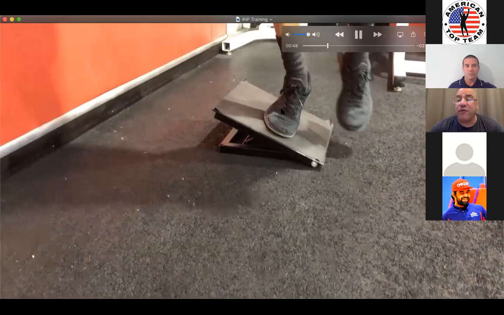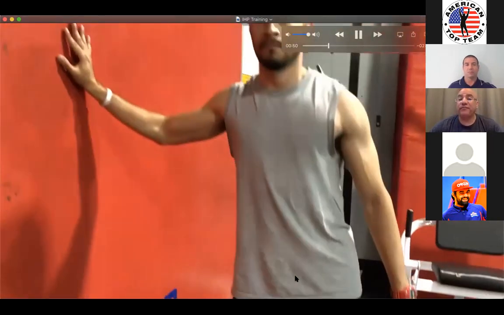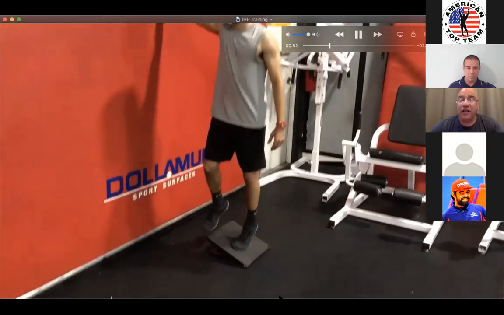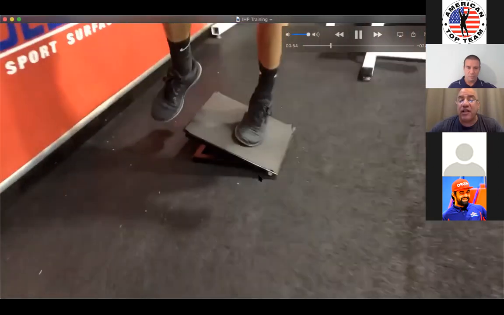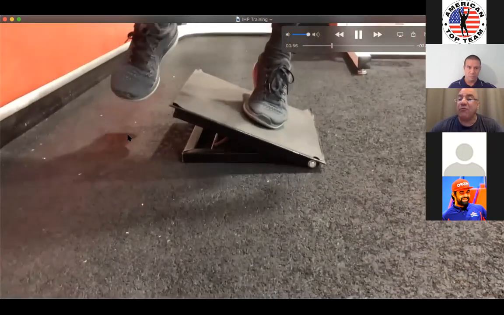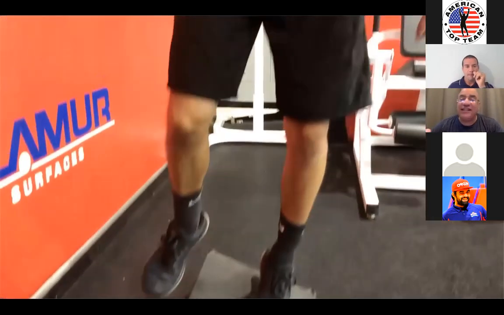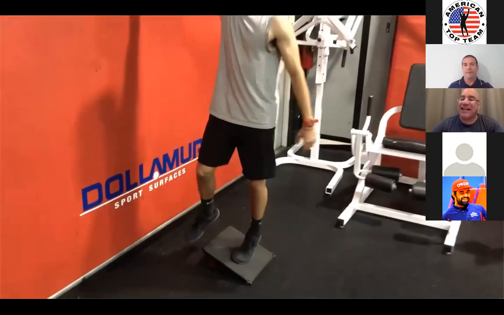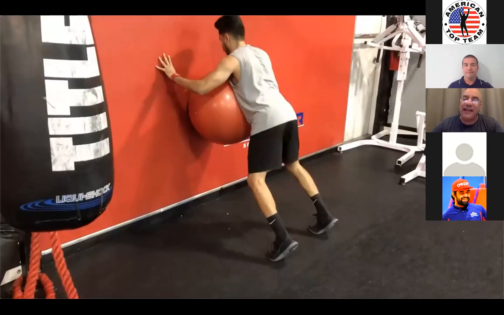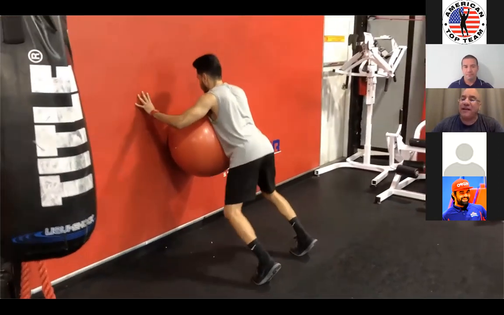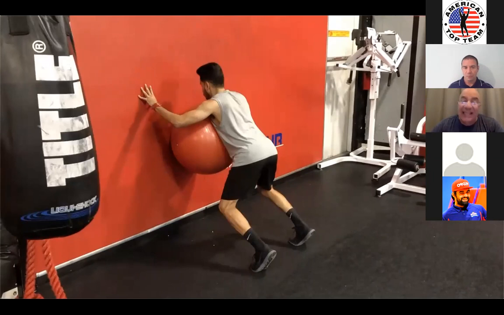Eversion and inversion, but from the subtalar joint, from the ball of the foot. And this is the outside leg when you're cutting in. The other was the inside leg when you're cutting in. And so functional training doesn't have to be complicated. As a matter of fact, we're finding out that the simplest thing is usually the better thing.